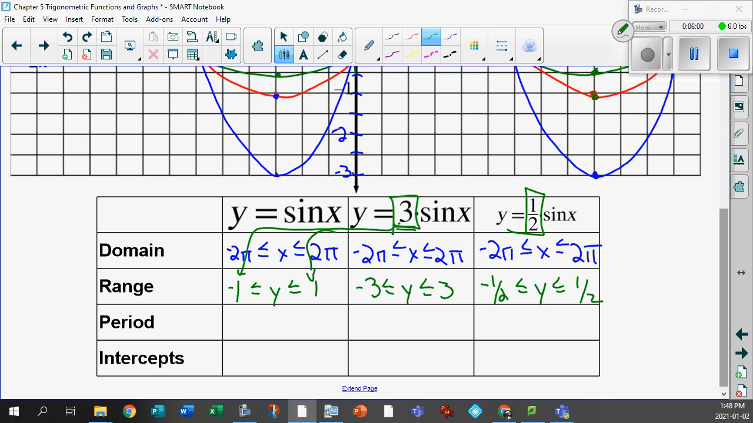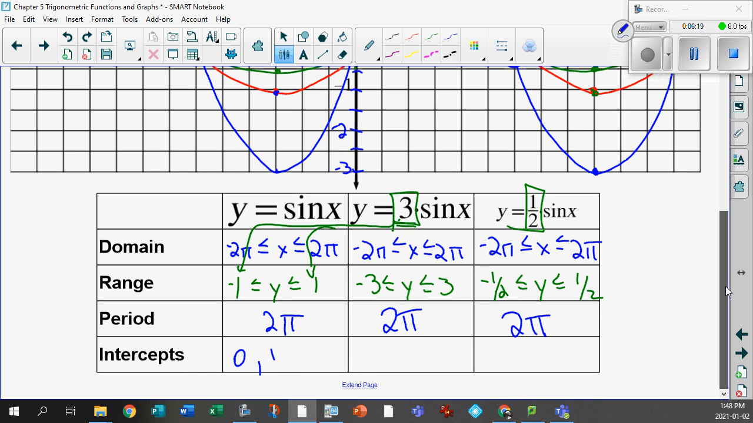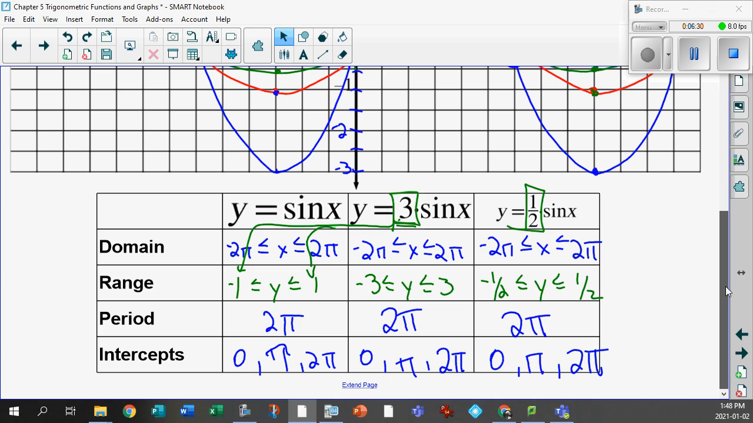Isn't that cool? The period stays the same. The period is still 2 pi because we have not changed the period of these guys. We've only worked vertically, which means our intercepts are the same. Our intercepts being, of course, at 0, at pi, right here, look, at pi and 2 pi, and so on. They have not changed at all. But how do I make this change? Well, that's what's going to come up in the next couple of podcasts. Hang tight.